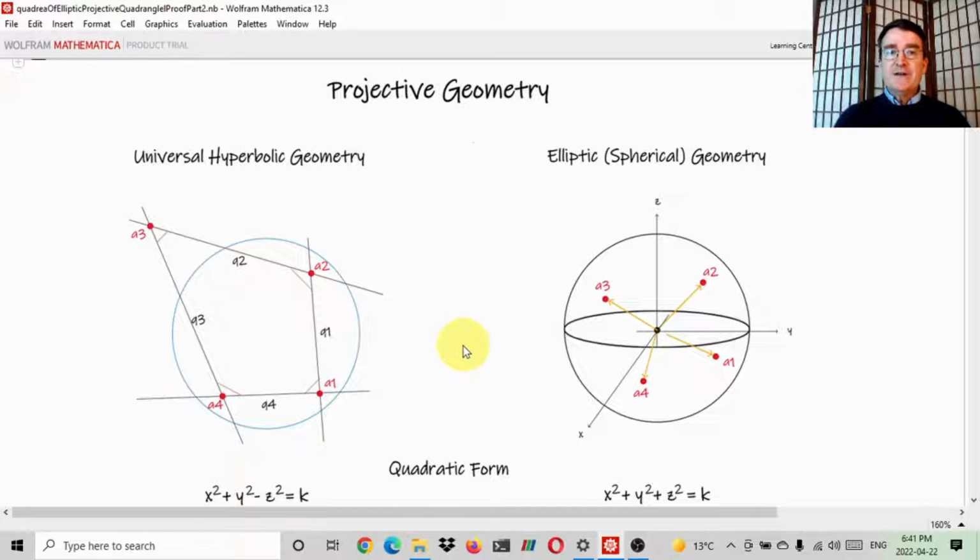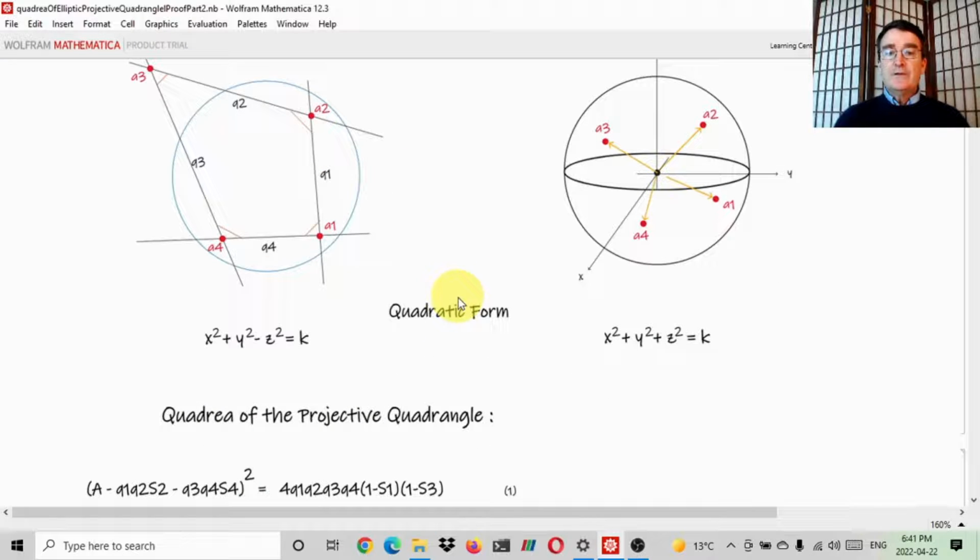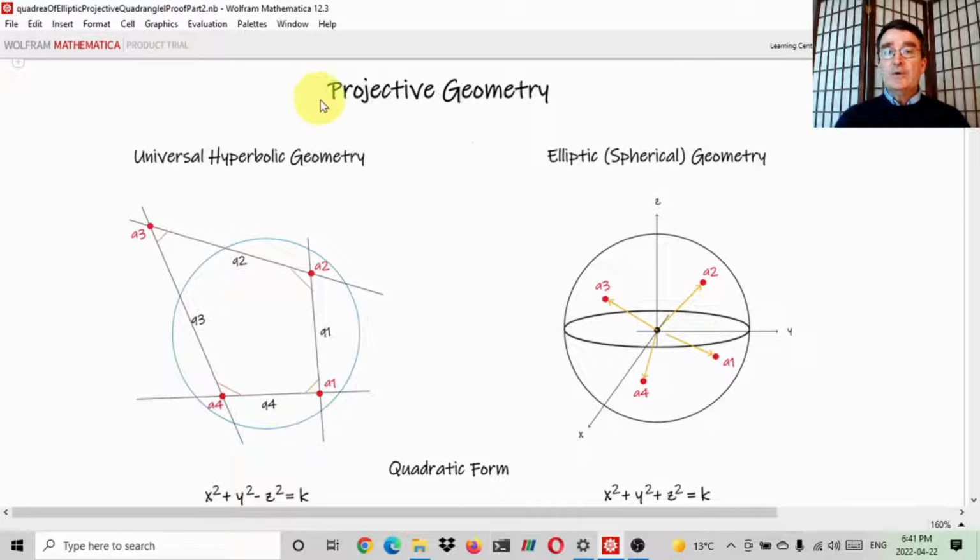I'm an engineer from Vancouver, Canada, and today we're continuing on with our exploration of the quadria of the projective quadrangle. The setting is projective geometry, in particular universal hyperbolic geometry and projective elliptic or spherical geometry.